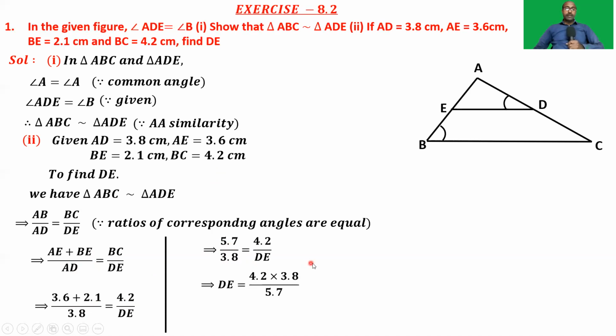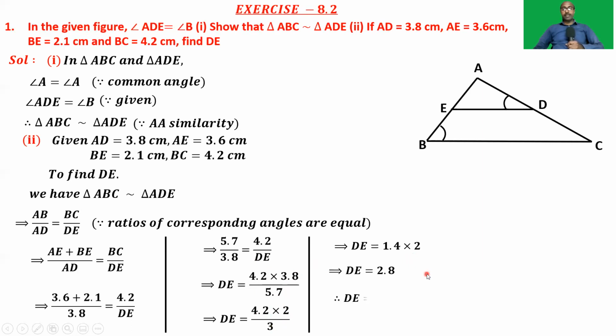1.9 is the common factor of both 3.8 and 5.7. So by dividing 3.8 and 5.7 by 1.9, we get 4.2 × 2/3. So that is 1.4 × 2. So DE is equal to 2.8 centimeters. Okay, so this is the solution of this problem. And take the second one.